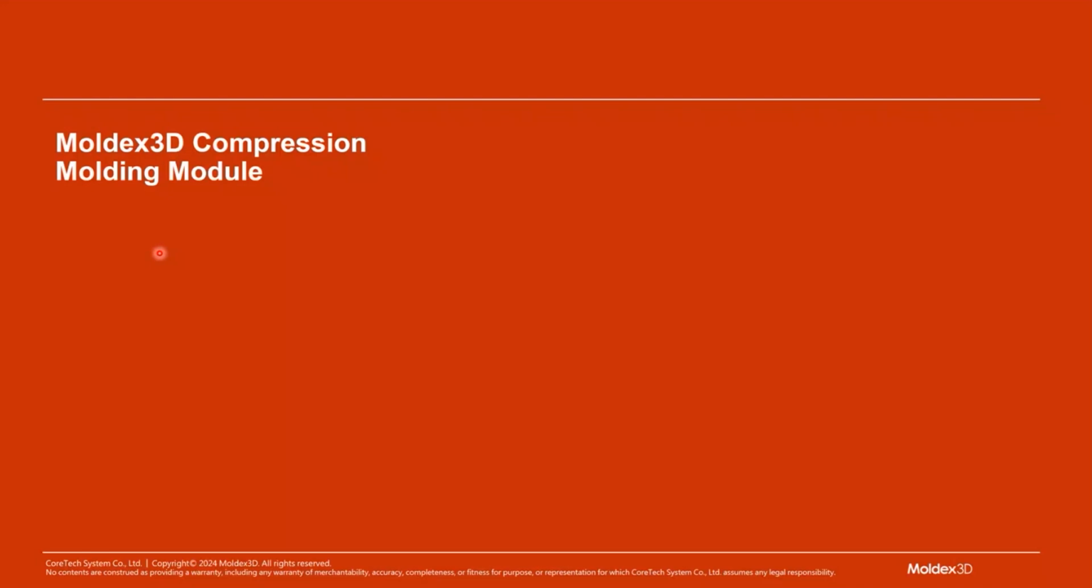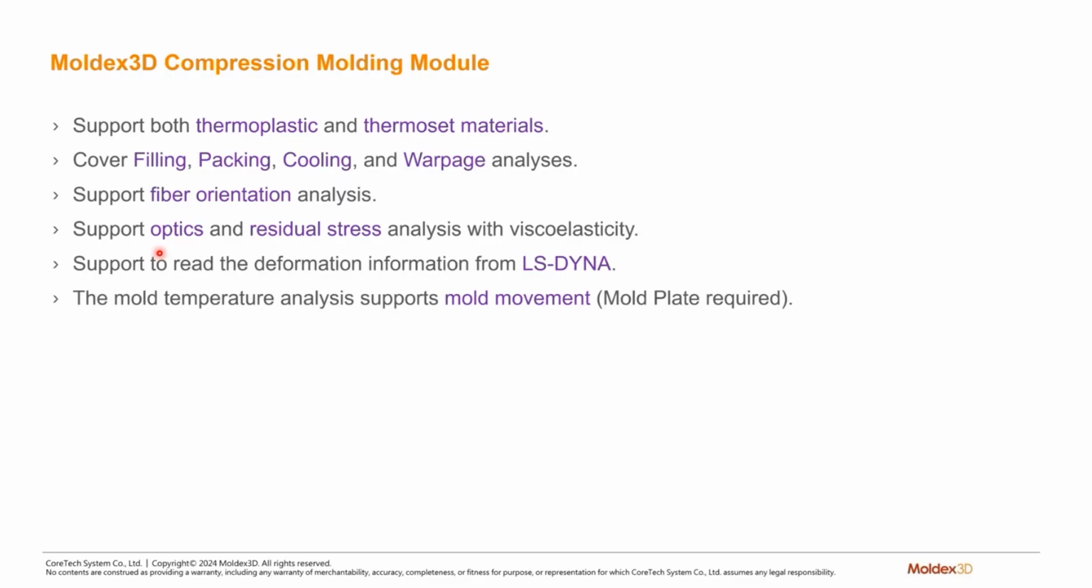Okay, the next one is the Moldex3D compression molding module. In the Moldex3D compression molding module, we support both thermoplastic and thermoset materials. It covers feeding, packing, cooling, and warpage analysis. It supports fiber orientation analysis, optics, and residual stress analysis with viscoelasticity, and supports reading deformation information from LS-DYNA. The last one is mold movement. Later, I will mention this one because this is our new function in the 2024 version.